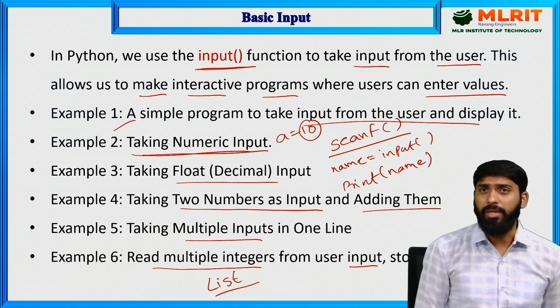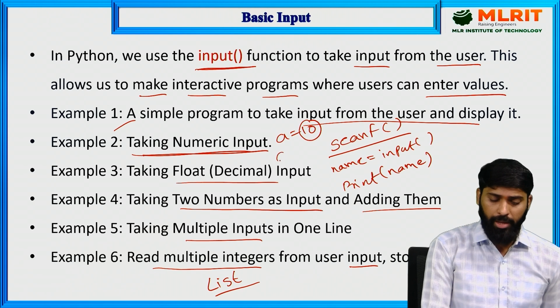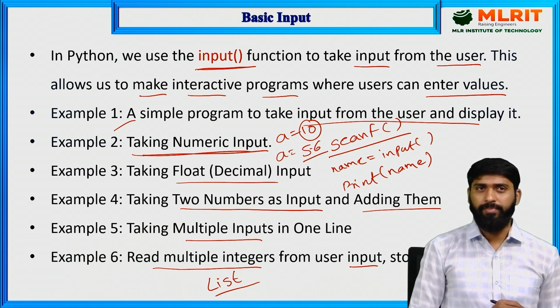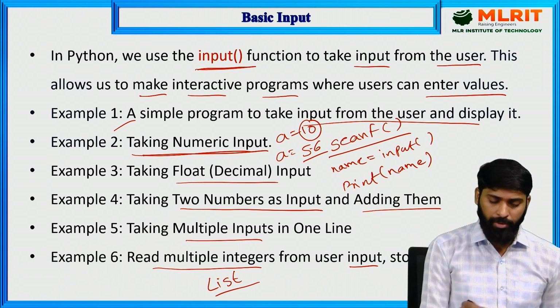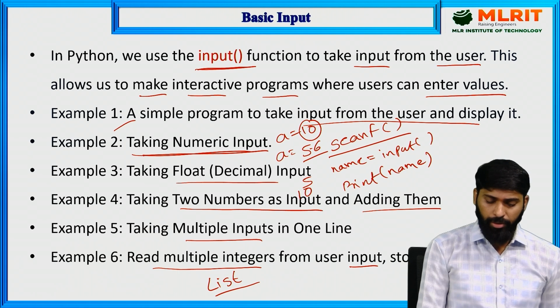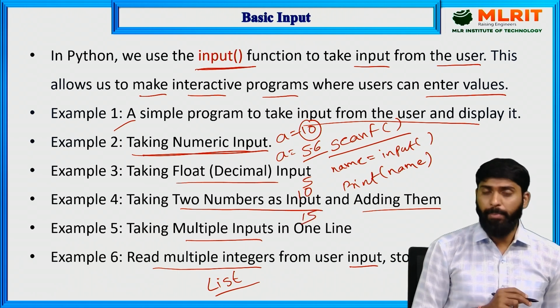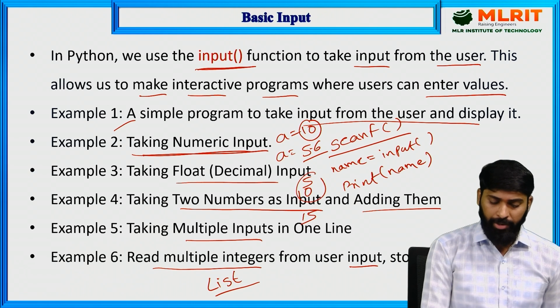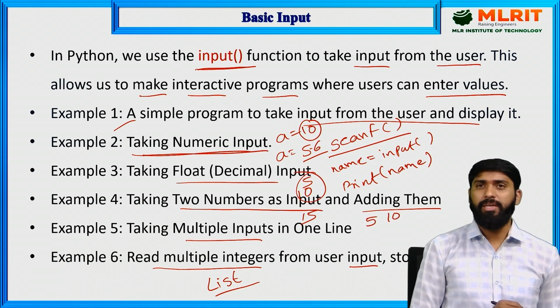In example 3 we will see how to read floating point values. For example, a equals to 5.6. So this is the floating value. In example 4 we see read the 2 values from the keyboard. For example, if I enter 5, 10, now we are going to find the addition, 15. In example 5, the same 5 and 10 we are going to read in one line, 5 space 10.